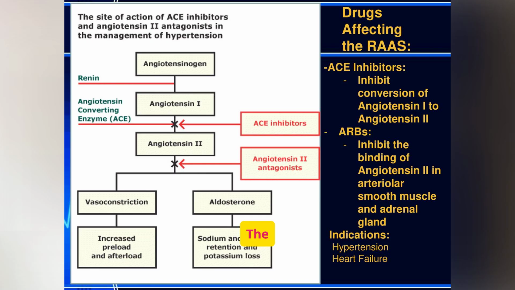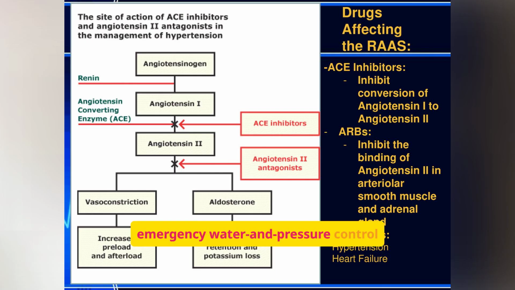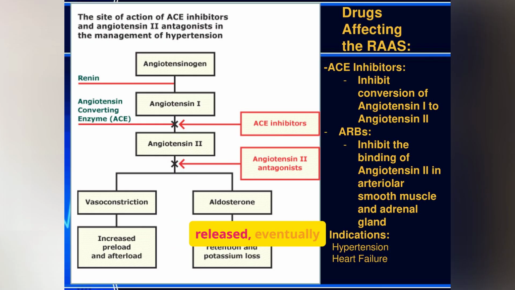The renin-angiotensin-aldosterone system plays a crucial role in blood pressure regulation. We'll examine how ACE inhibitors and ARBs affect this system. Think of RAAS as the body's emergency water and pressure control system. When blood flow to the kidneys drops, renin is released, eventually forming angiotensin II, a powerful vasoconstrictor, and aldosterone, which retains sodium and water. ACE inhibitors block the conversion of angiotensin I to II, while ARBs block its action directly. Both reduce BP and the strain on the heart.